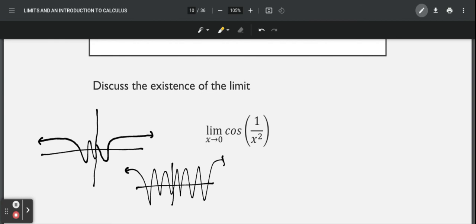All right, so here on this one, we would say that this limit does not exist because you can't actually approach a value. Right? We're not going to approach a value when it just continues to oscillate more and more.